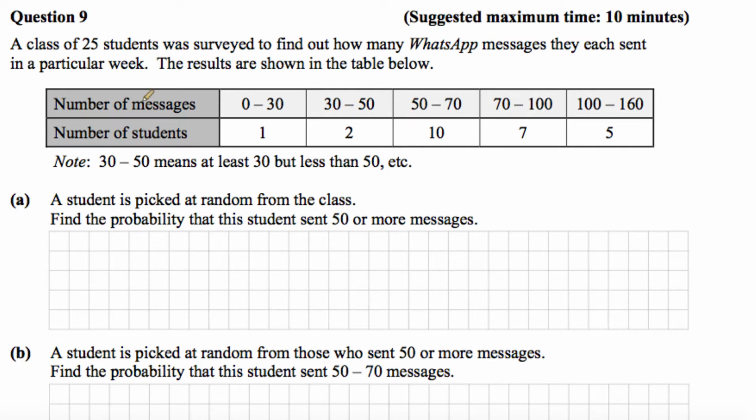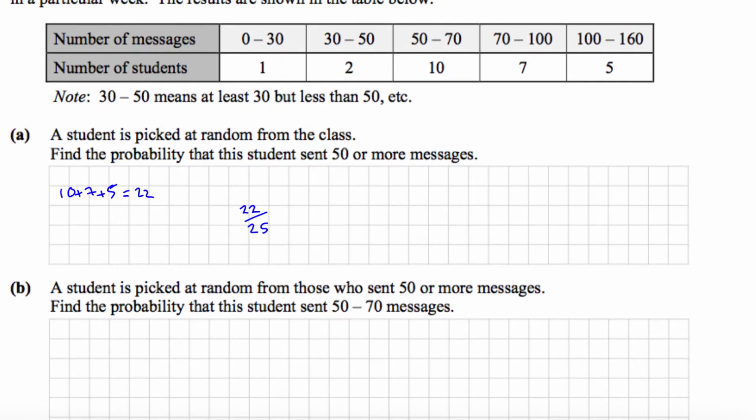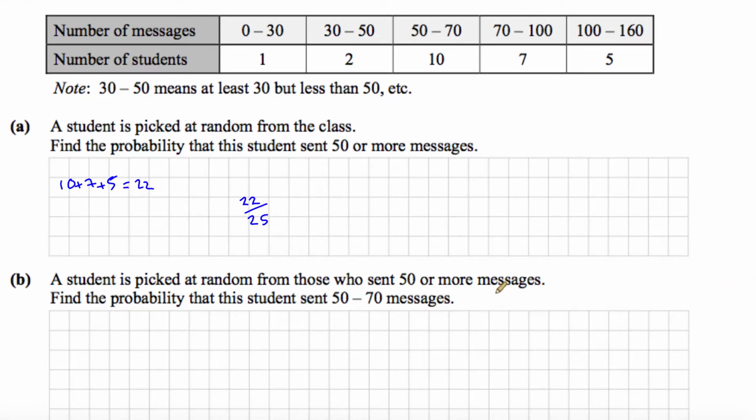Okay, so a student picked from the class, that's 25 in the class. And we want the probability that the student sent 50 or more messages. So that would be the 10 students here, the 7 there, and the 5 there. So the 10 plus 7 plus 5, that gives us 22. So the probability is 22 over 25. We can leave that as a fraction. You can express it as a decimal if you like as well.